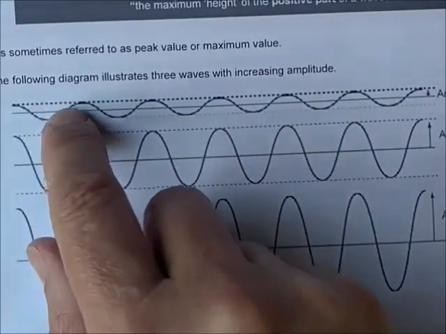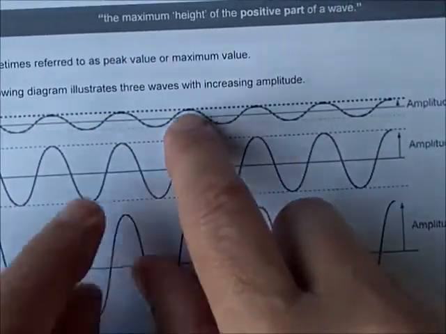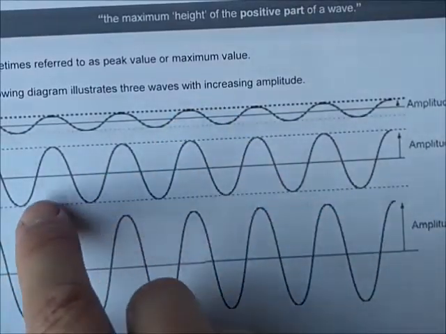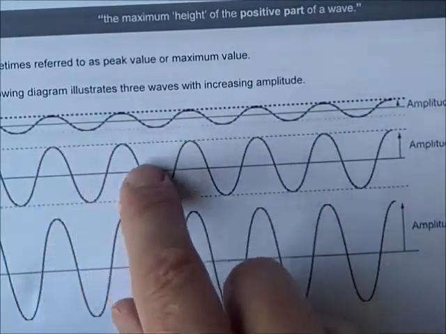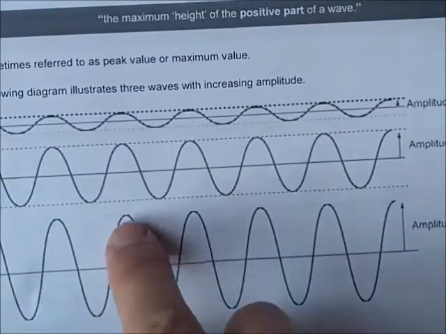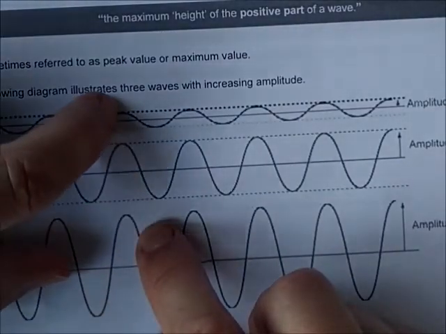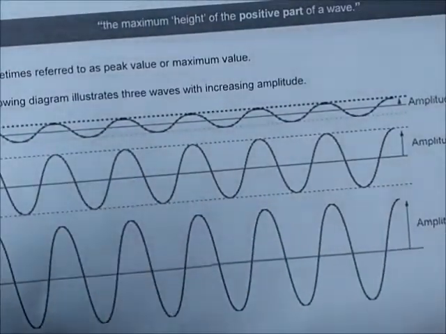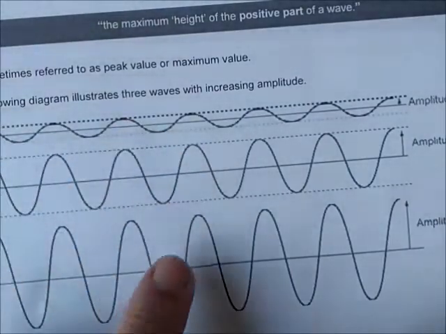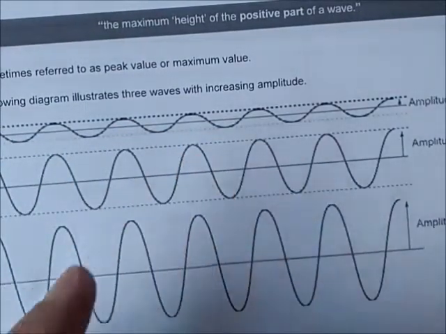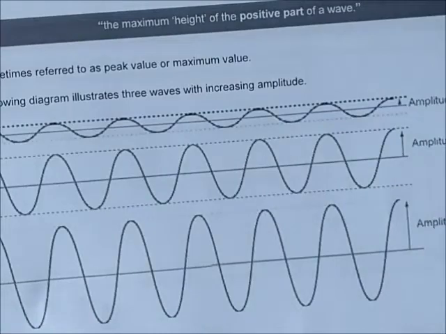So this has got a small amplitude, it's called, so a small height of wave. It's amplified a little bit and gets bigger, amplified a bit more and gets bigger. But the frequency, where the tops of the waves are, where the bottom of the waves are, or where it crosses the axis, all stay in exactly the same place.